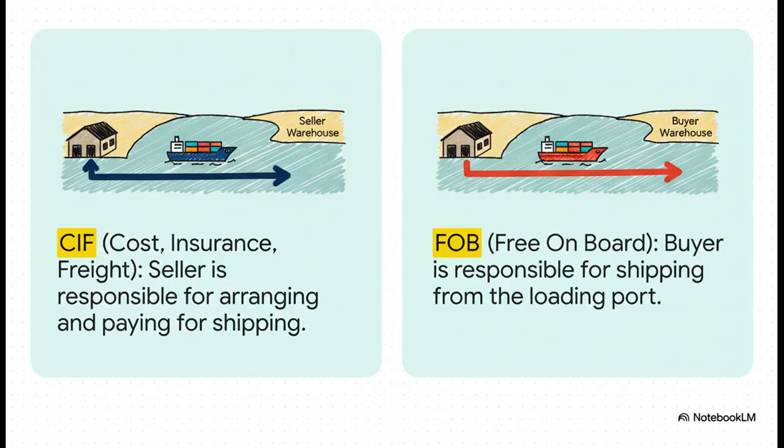With CIF, the seller handles everything. They book the ship, they pay for the insurance, they manage all the freight to get it to the buyer's port. The price includes all of that. But with FOB, the seller's job is just to get the product to the loading port. From that moment on, it's the buyer's responsibility. They hire the ship, they handle the logistics, they're in total control.